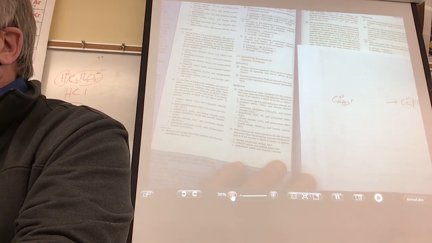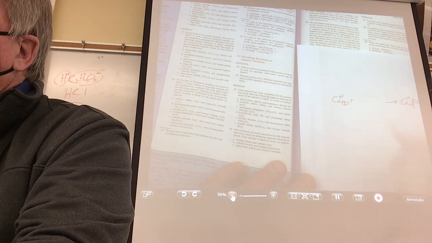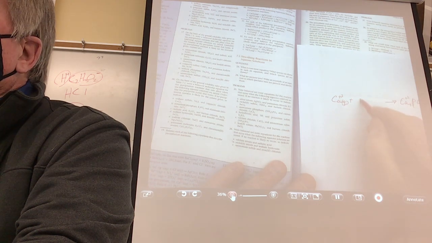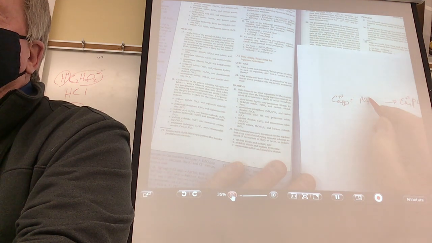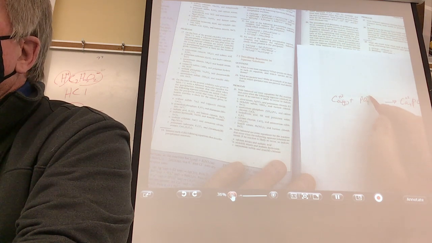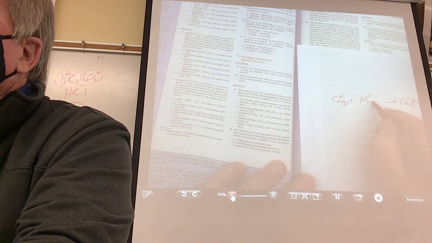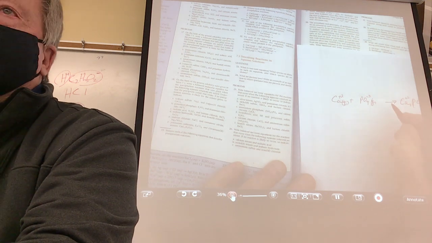So we've got calcium ions, and they're going to bump into who? Phosphate. What form of phosphate? Is it an ion? Is it dissolved in water? Yes. All right, are you done?